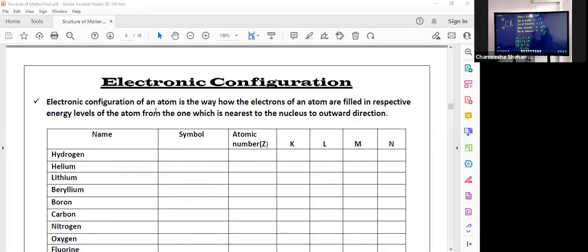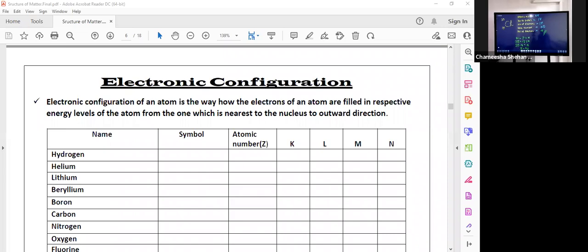Okay, right. So then we have to talk about the electronic configuration. Electronic configuration is the way the electrons of an atom are distributed. The electronic configuration of an atom is the way the electrons of an atom are filled in the respective energy levels of the atom, from the one nearest to the nucleus outward.